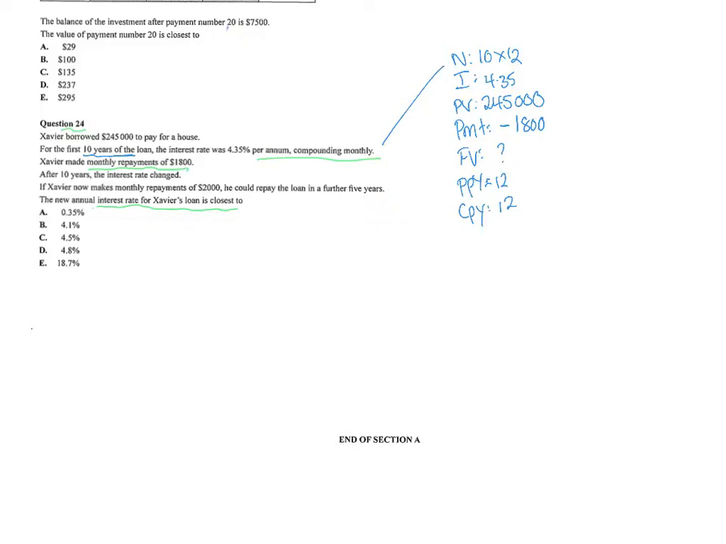So you pop that into finance solver and we're going to get an answer here. Okay, so we get the final value of negative, that's because we still owe the bank $108,219.16. So this is what we still owe the bank. So that's going to become our new borrow amount or PV for the next scenario.